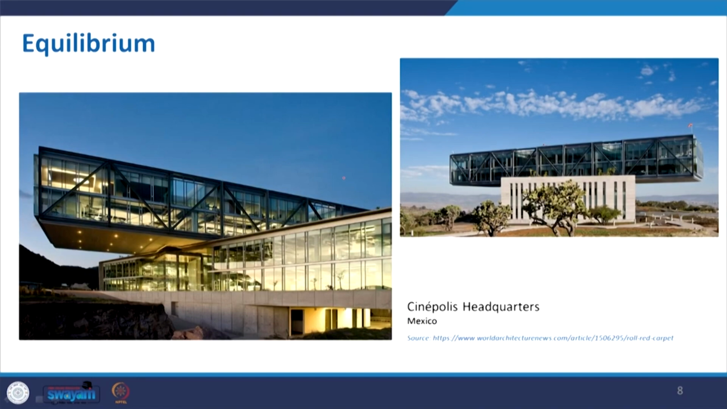This is a Cinepolis headquarter in Mexico. You can see this is another example where the heavy mass, you can see the projection on both sides, and how it is balancing with the centralized mass.